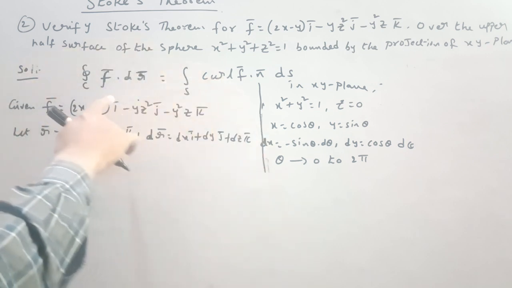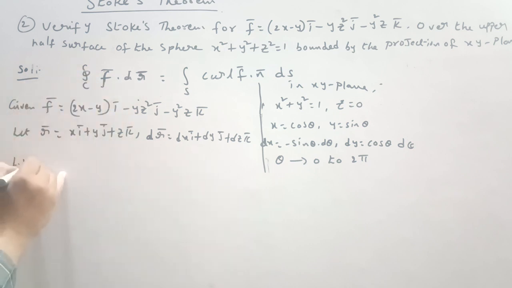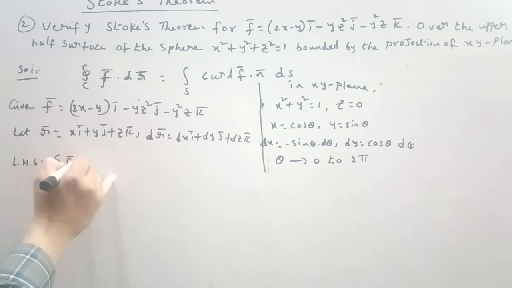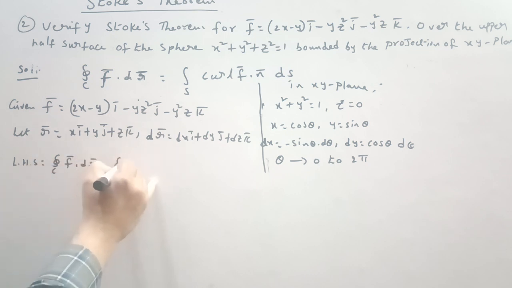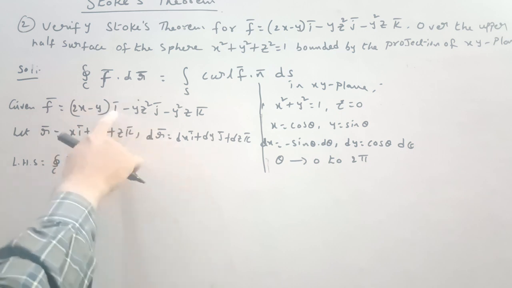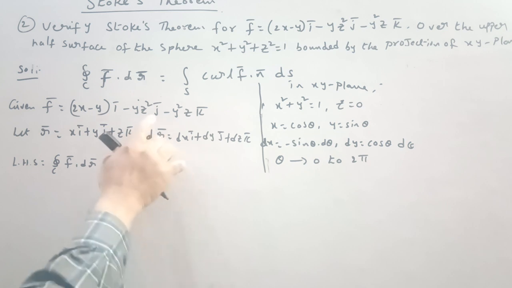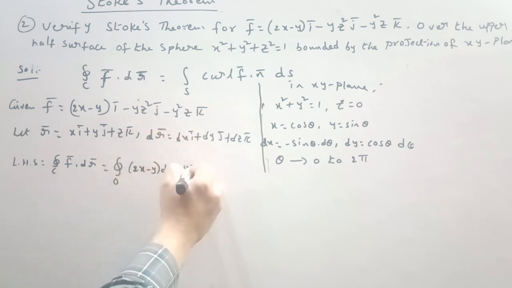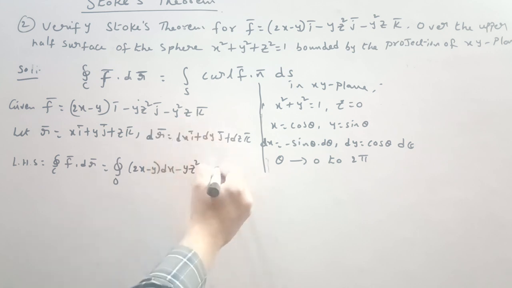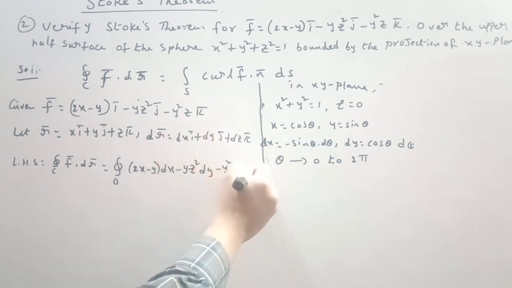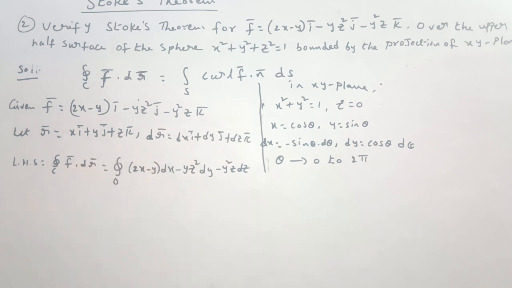Now we have to verify LHS is equal to RHS. Take LHS. LHS is equal to the circle integral over C of F bar dot dr bar. I'm solving directly: i bar dot i bar gives 2x minus y dx, j bar dot j bar gives minus yz square dy, k bar dot k bar gives minus y square z dz. Now here z is equal to 0, so dz is also 0. Therefore, what I get here is the circle integral over C of (2x minus y) dx. The other parts are 0.